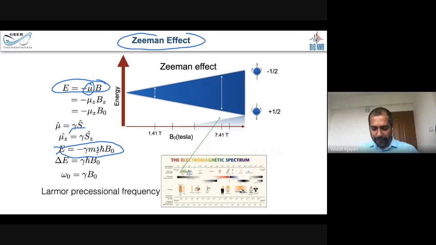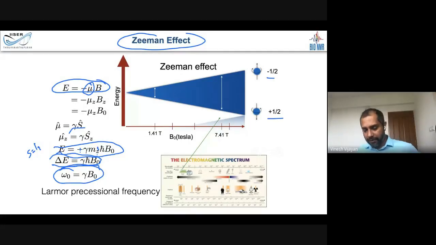So for a spin S equal to half, there will be two energy levels. Like here, you have two energy levels, plus half and minus half. And assuming your gamma is positive, your plus half will have lower energy because of the negative sign here, and minus half will make this positive, so it has a higher energy. So this is what the energy is, and you can calculate the difference in energy, which is gamma h-bar B0.